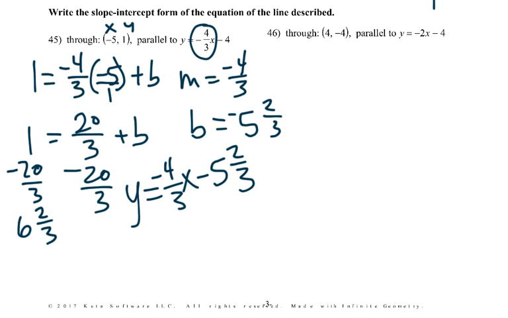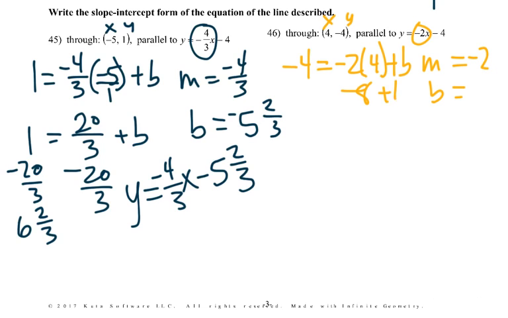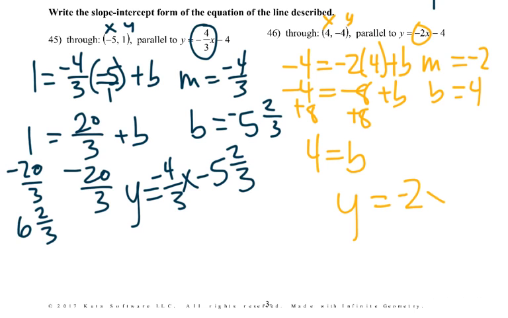And the last one, same idea. Same slope, so slope is negative 2. We need to find our y-intercept. So negative 4 for y equals our slope, negative 2 times 4 plus b. Negative 8 plus b equals negative 4. Add 8. Negative 4 plus 8 is positive 4. So b equals 4, so y equals negative 2x plus 4. And there we go, guys.